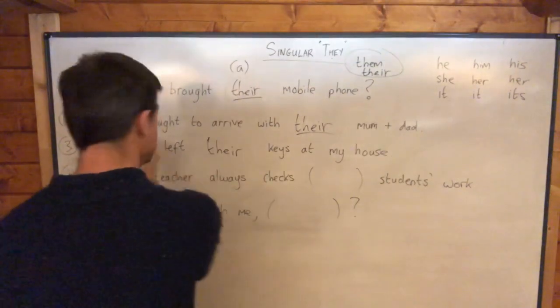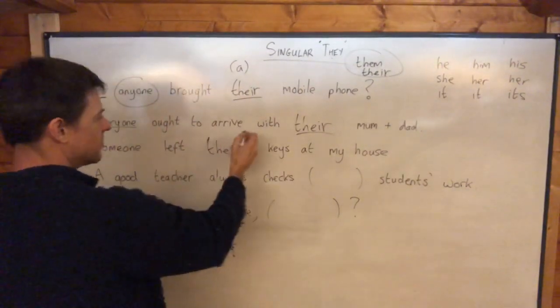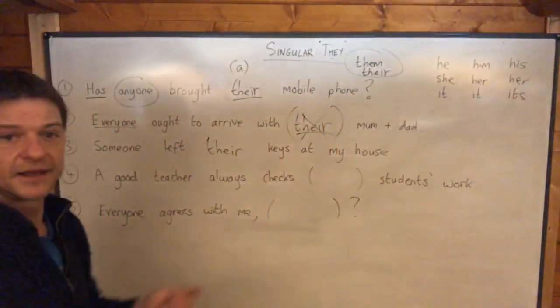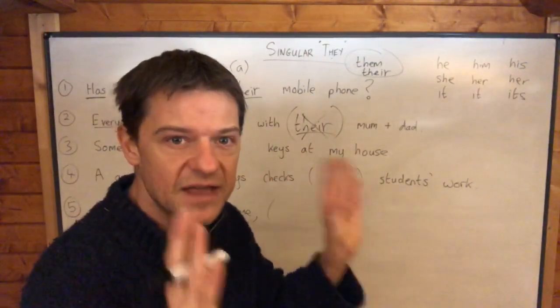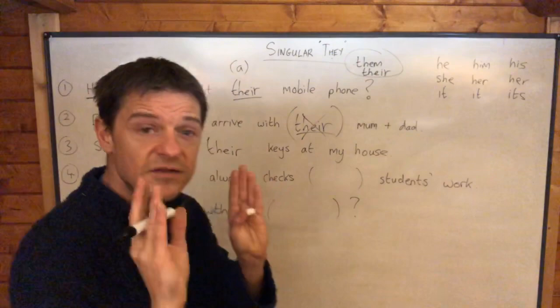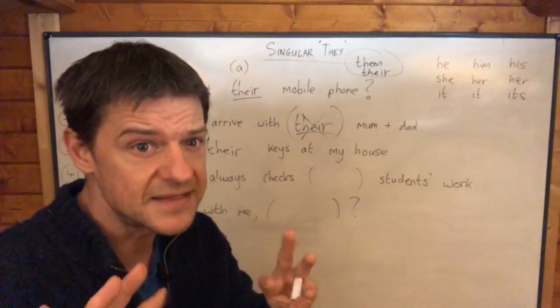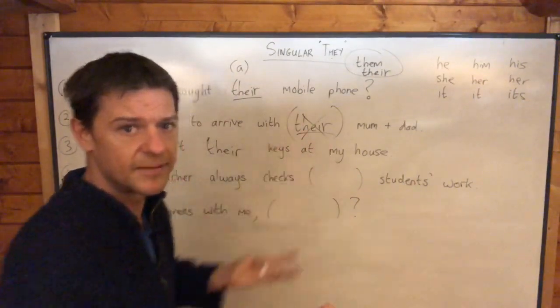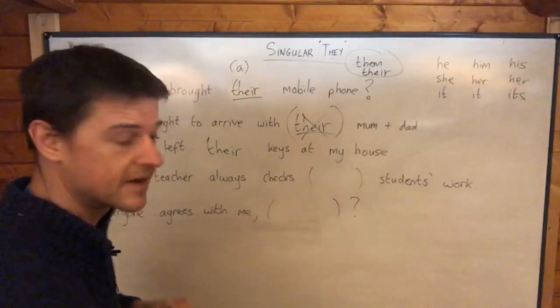We could use a here. What could we use here? Everyone ought to arrive with... You could just get rid of it, couldn't you? Mum and dad, yeah? We could just get rid of it and then we don't have that singular plural problem. So it's just something to avoid in academic writing. But in everyday English, do what the English do and use their. I mean, there's no reason why not, and you will sound natural.